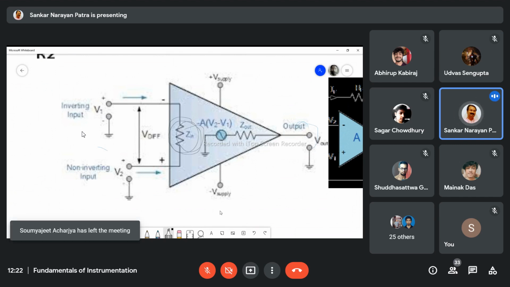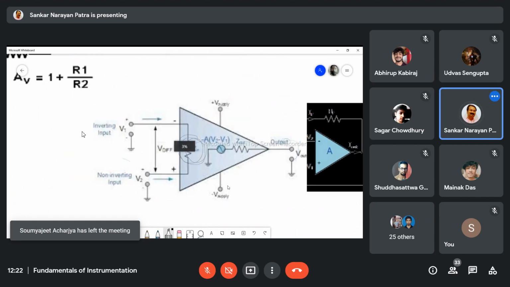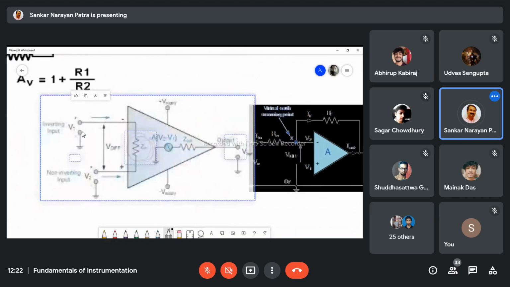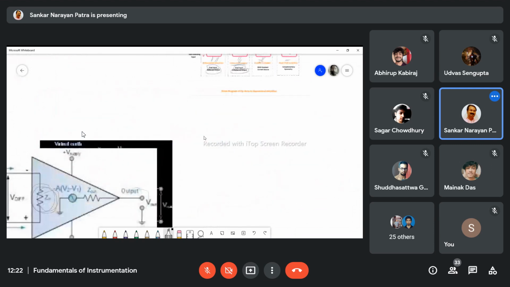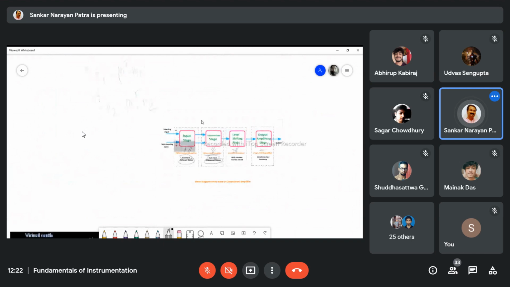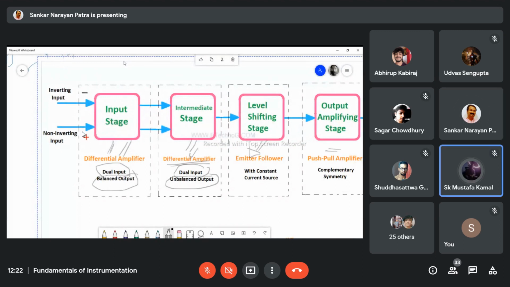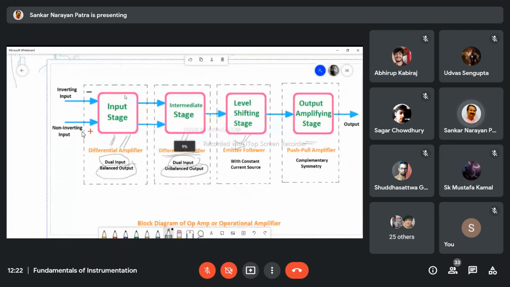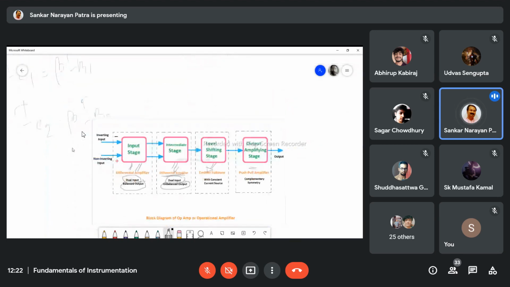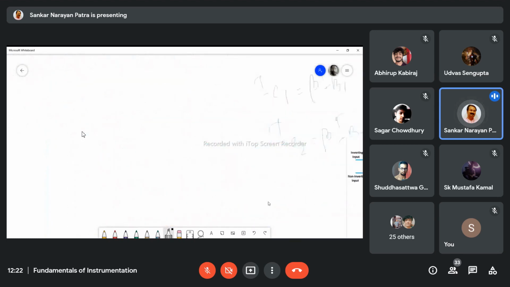Why is it high? Are you listening now? Are you listening? Yes, sir. Why is it high? As you have drawn a picture of the operational amplifier, that is a differential amplifier, where the inverting input and non-inverting input are given this way. And what was the circuit?